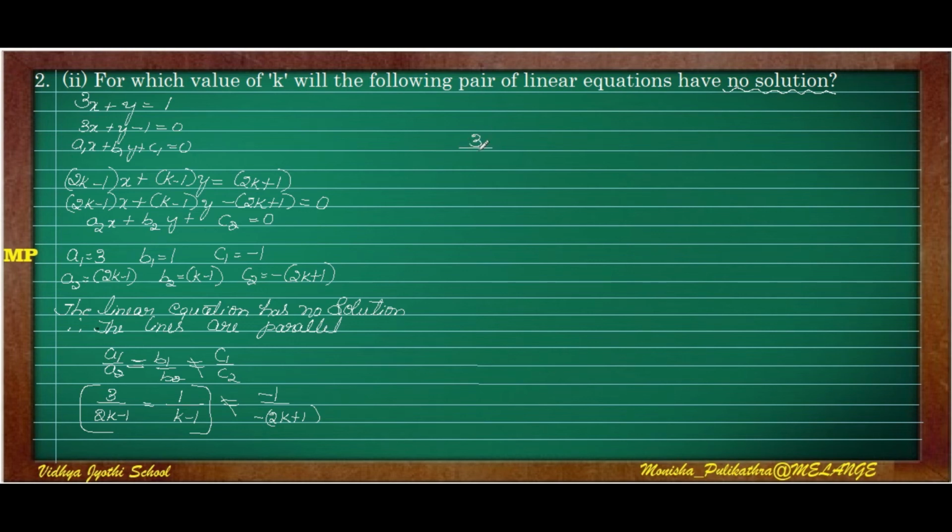That is 3 by (2k minus 1) is equal to 1 by (k minus 1). By cross multiplication, we will get 3 into (k minus 1) is equal to 2k minus 1. 3k minus 3 is equal to 2k minus 1. So 3k, I will be shifting 2k this side, it will become minus 2k, and minus 3 will become plus 3 minus 1. So 3k minus 2k is 1k is equal to 3 minus 1 is 2. So the value of k, they have asked us to find out the value of k, the k value is 2.